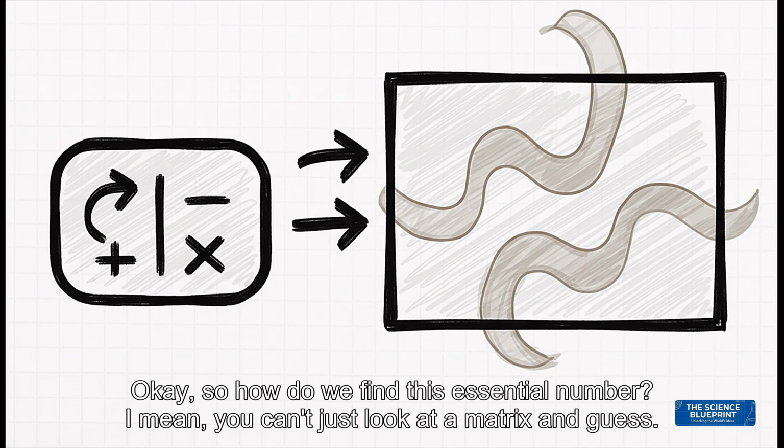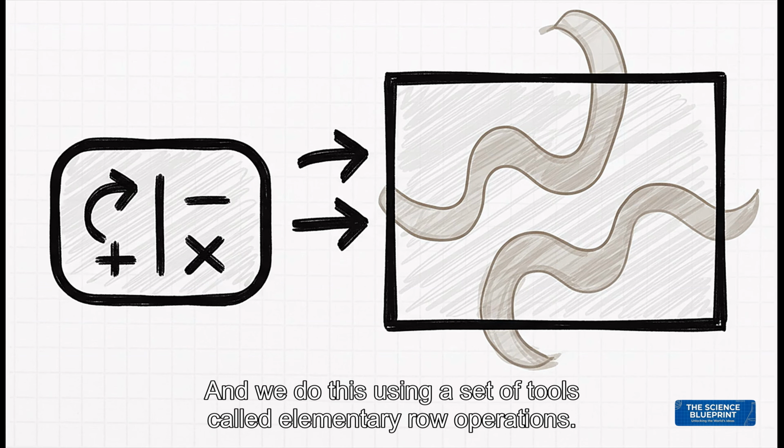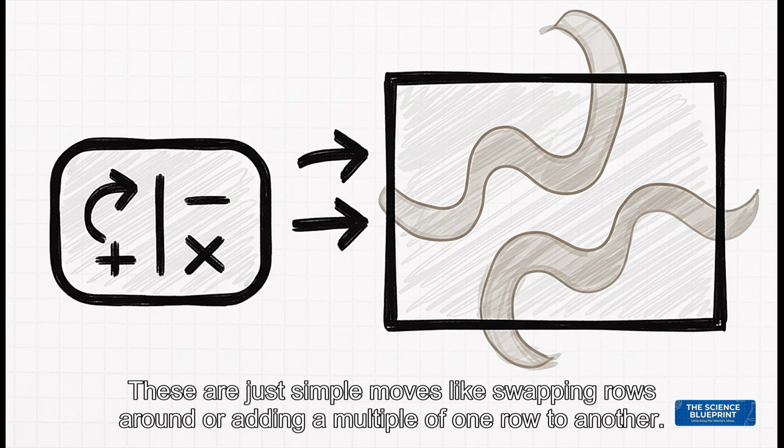Okay, so how do we find this essential number? I mean, you can't just look at a matrix and guess. We have to simplify it first. Kind of like clearing away a bunch of smoke to see what's really there. And we do this using a set of tools called elementary row operations. These are just simple moves like swapping rows around or adding a multiple of one row to another.